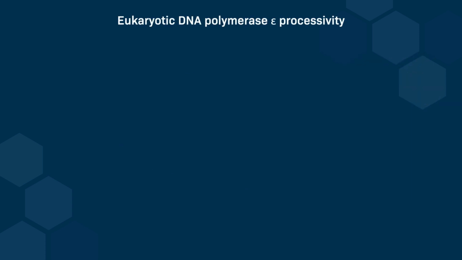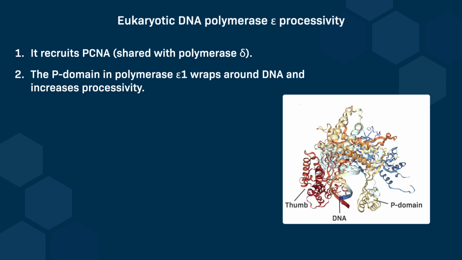The processivity of DNA polymerase epsilon depends on three events. The first, which is the only one shared with DNA polymerase delta, is the recruitment of PCNA. Next, the additional P domain of Pol epsilon 1 wraps around the DNA, which enhances processivity by ensuring a more secure attachment to the DNA strand.